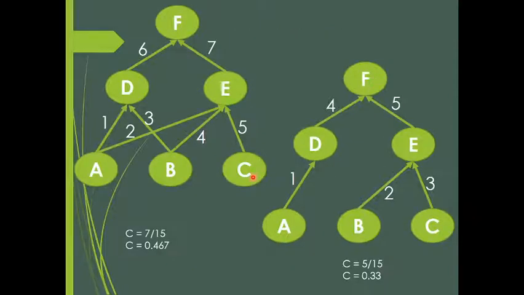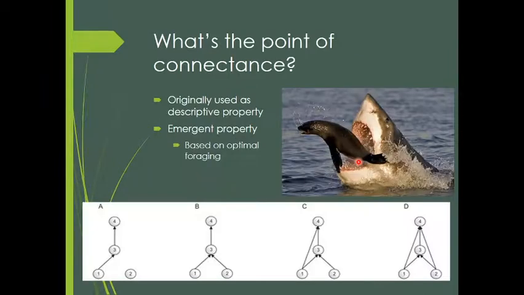This is something that might be a little bit more realistic, where here we have 7 different arrows, links, so we get 7 over 15, 46.7% connected, and then a less connected food web over here, where we get 0.33, okay? So, more connected, less connected food web. So what's the point, right? Why do we care about this connectance idea?